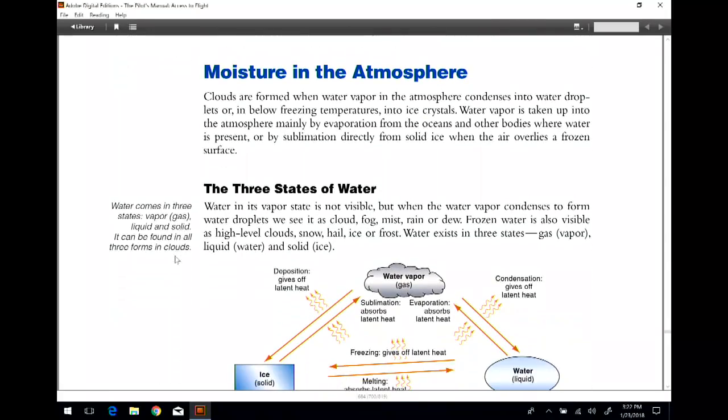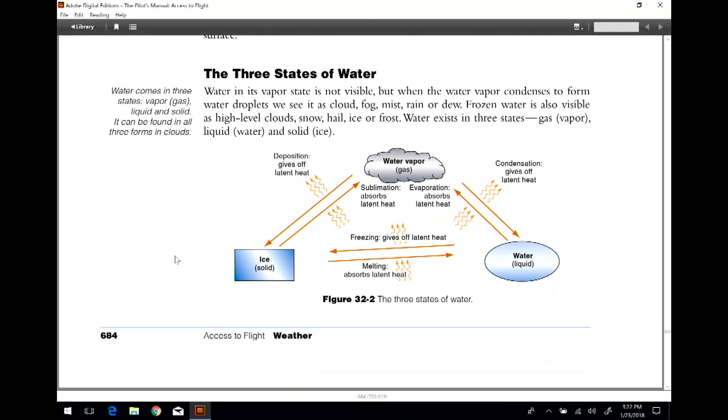So, moisture in the atmosphere. You guys can look. I'm sure you have read this. Everybody understands, at least you have had some form of earth science that has talked about the 3 states of water. You have vapor, you have a liquid, and you have a solid. And you can get these things to go back and forth between one and the other.